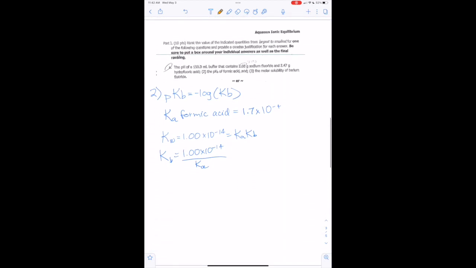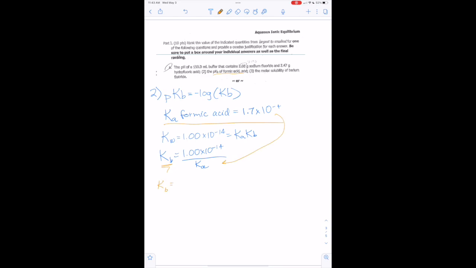Okay, going on to problem 2, this is a lot quicker. So pKb of formic acid. Obviously, formic acid is an acid, so when I look up the K value for formic acid, it's going to give me a Ka. So we need to find Kb from Ka. So the Ka of formic acid is 1.7 times 10 to the negative 4. And we know that Kw is equal to Ka times Kb. And we know that Kw is also equal to 1.00 times 10 to the negative 14. So we can isolate Kb by dividing that number by Ka and plugging in Ka.